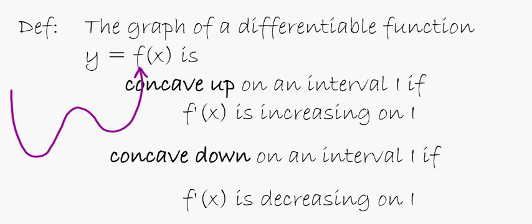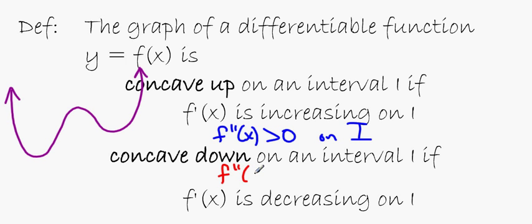So let's put some things together from previous work. We know from our last lesson that if a function is increasing, its derivative is positive. So if f prime is increasing, f double prime is positive on that interval. And similarly, if f prime is decreasing, f double prime is negative. So this gives us a really easy way to know where a function is concave up or concave down.